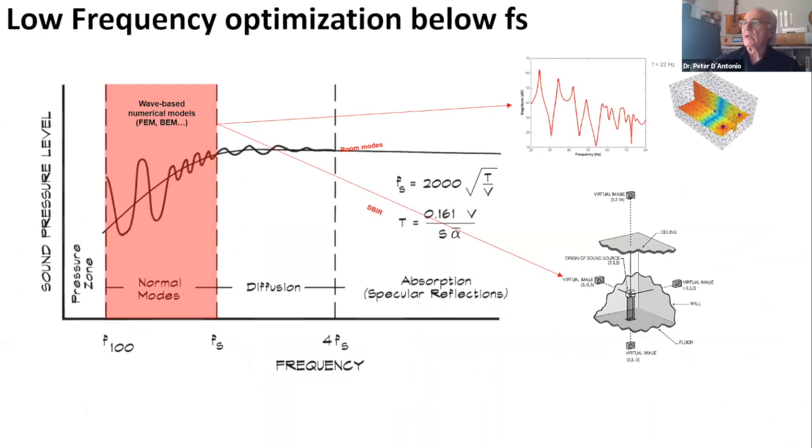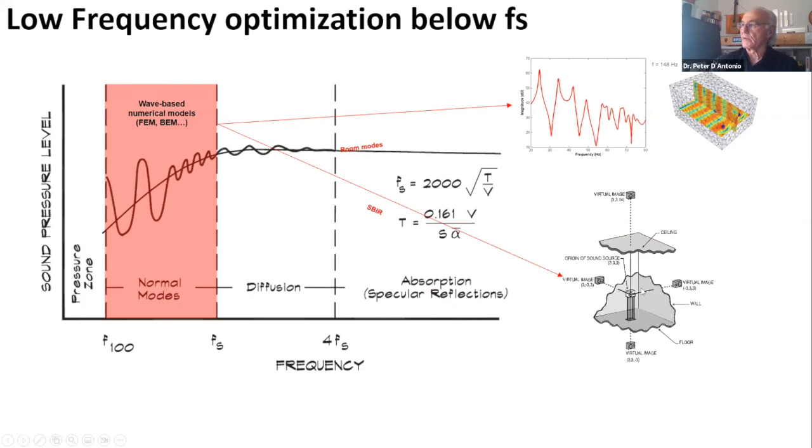So here's the situation. These are all of the frequencies that we can perceive. The low frequencies, as John mentioned, are below what is called the Schroeder frequency, which is really a line of demarcation between wave acoustics and geometrical acoustics. The Schroeder frequency is related to the reverberation time and the volume of the room. That's where wave acoustics is primarily relevant, and this is where we can also control the speaker boundary interference response, which is very important.